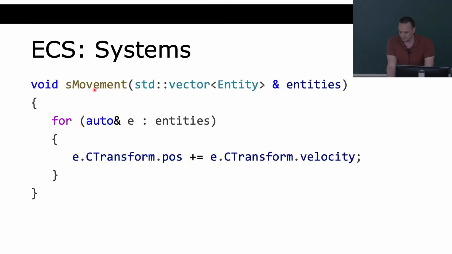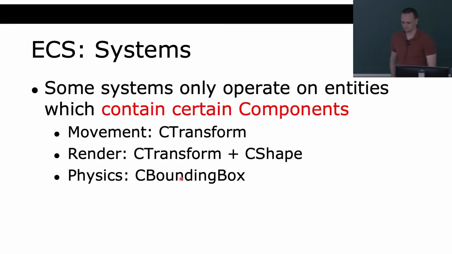What is the movement system? For each entity, take its velocity and add it to the position. So this is how powerful this is now, that we can just do cool systems like this. Some systems only operate on entities which contain certain components. So for example, in order for movement to occur, it needs to have a position, right? So we might want to check if it has a C transform in order to do the movement system. For rendering, it would not only have to have a position, but also a shape, right? Or a texture or a sprite or something like that.